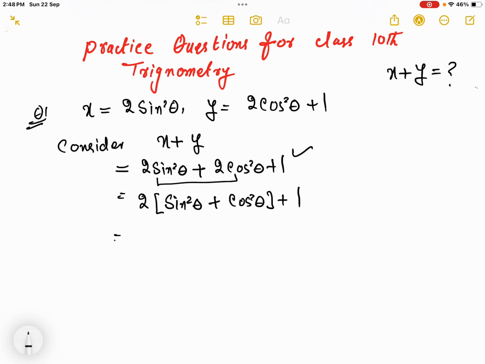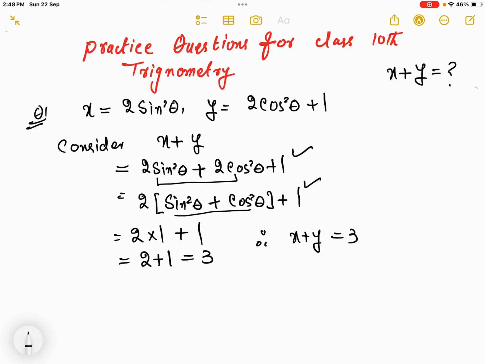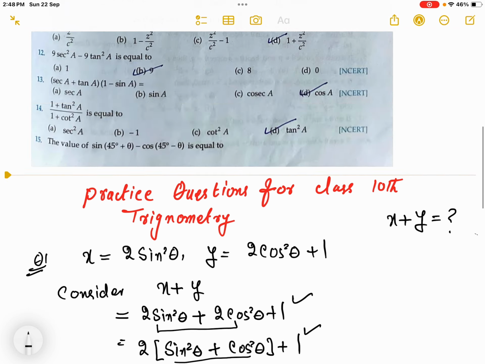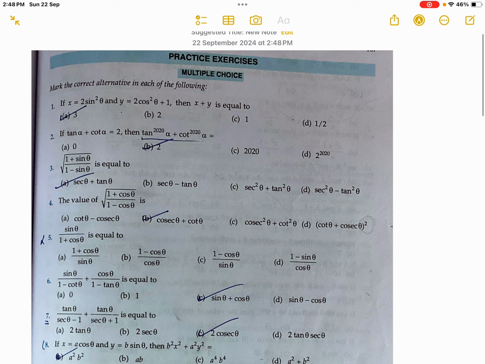So 2 will be as such. Sine square theta plus cos square theta is 1. So it will become 2 into 1 plus the last constant term, that is also 1. 2 into 1 becomes 2, plus 1, and 2 plus 1 is 3. Therefore, the value of x plus y is equivalent to 3. So that is the correct option.